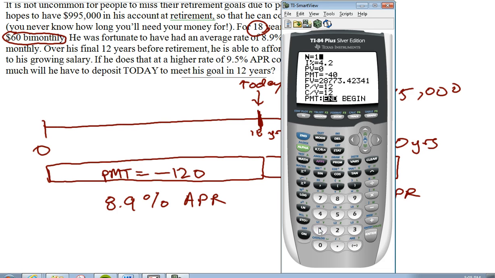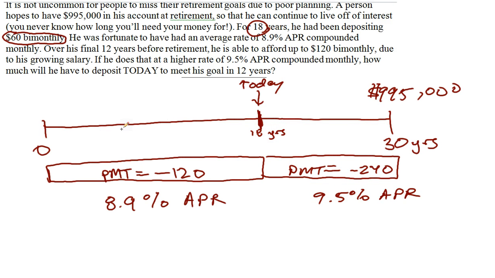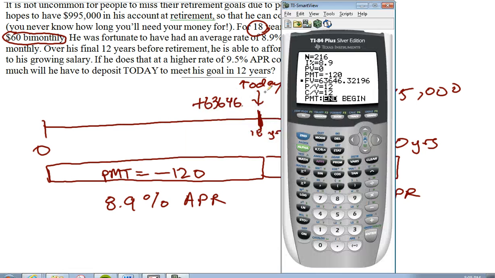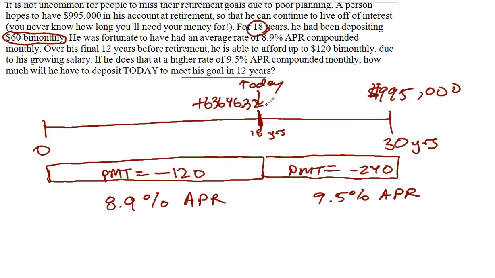He's compounding interest monthly, so that's 18 times 12. That's a total of 216 months, or 216 compounding periods. The percentage rate is 8.9. He's not putting in anything initially that we know of except his regular continuous $120 payments. And compounded monthly, at the end of that cycle, he would have $63,646 and some change, 32 cents.